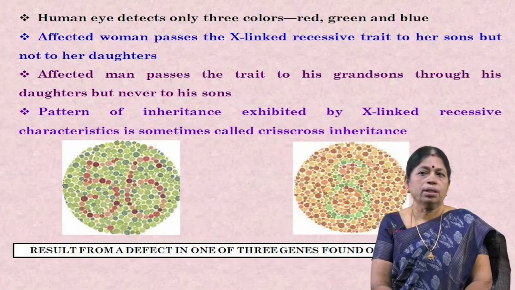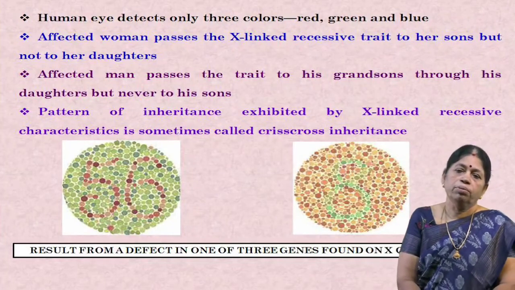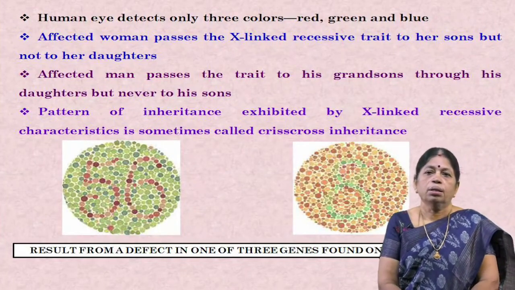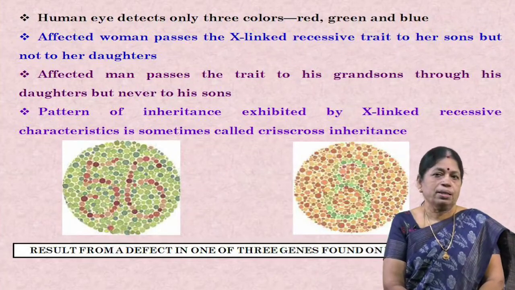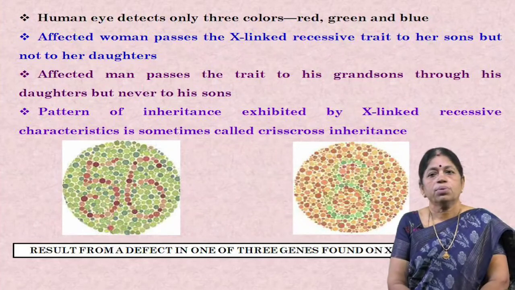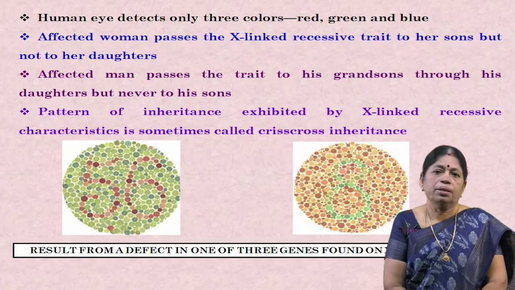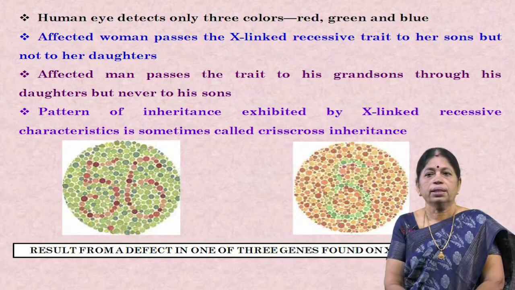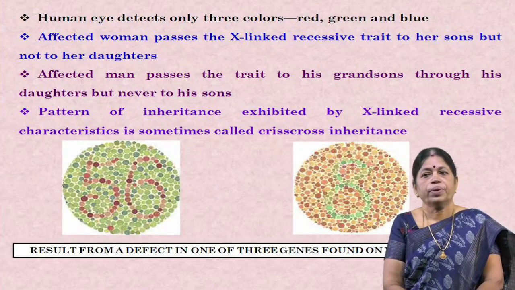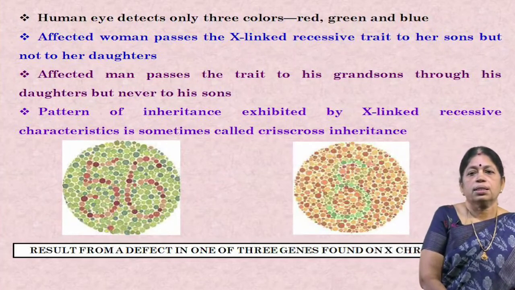Because that particular X chromosome is the recessive chromosome, even though it goes to the daughter, it cannot be expressed because of the dominant X she is having, isn't it? So it comes to the next generation, to his grandson, and only then can it be expressed. So the pattern of inheritance exhibited by an X-linked recessive character is sometimes called crisscross.